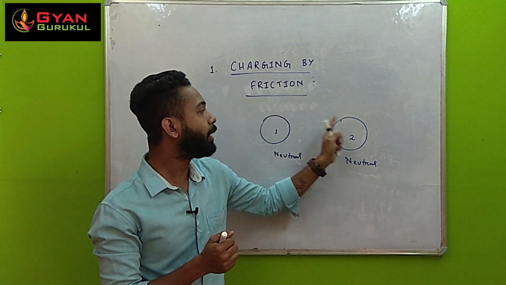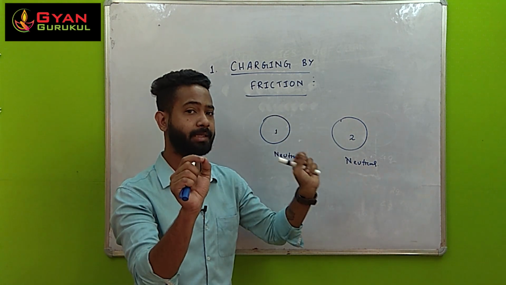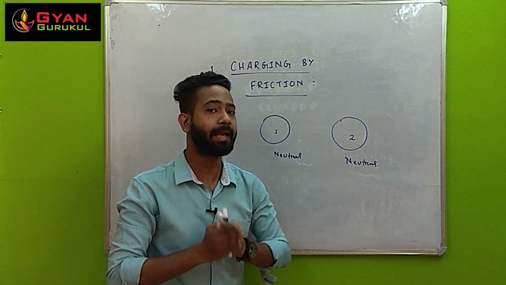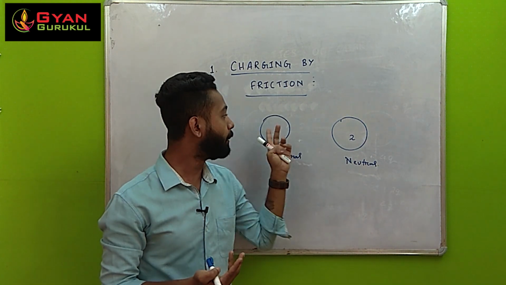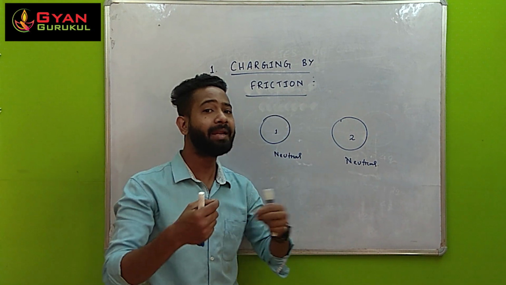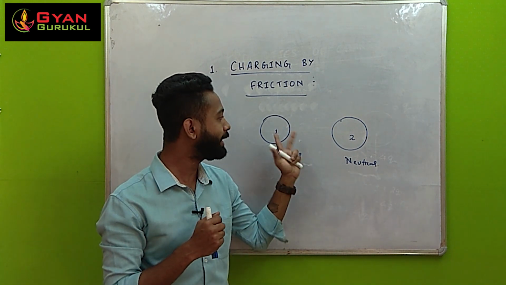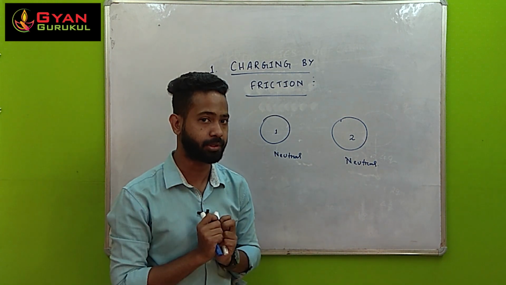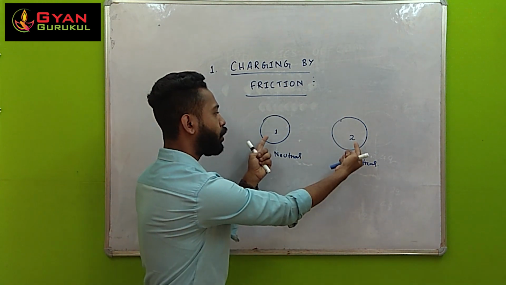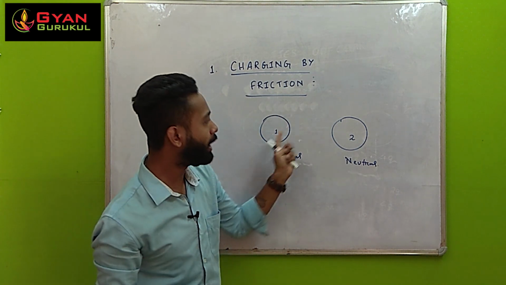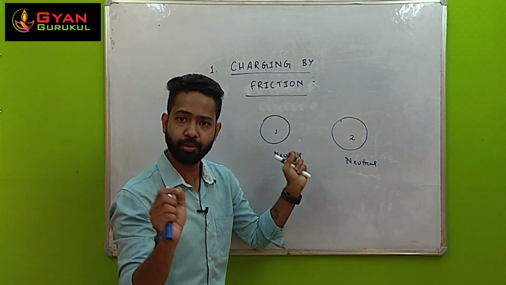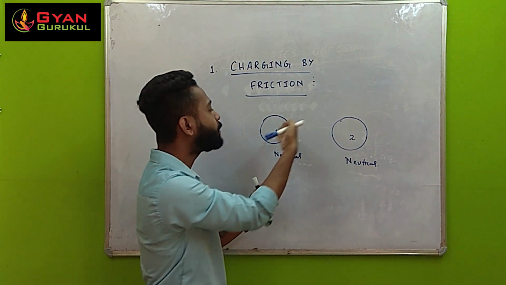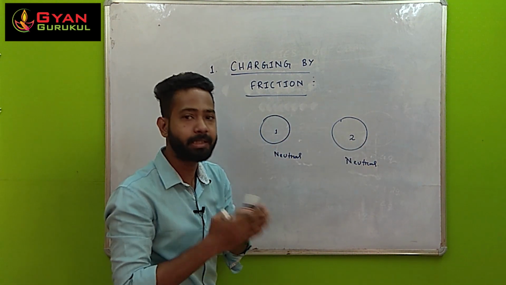Now, when I rub these two bodies together, you need to understand this very fact. Whenever you need to generate electrostatic charge through friction, the bodies need to be a bit different from each other. You cannot take two similar bodies and generate a charge due to friction. It's a bit tricky process. Even though I have drawn them as spherical balls, they are not identical. This body might be made up of a different material, and this body might be made up of a different material.